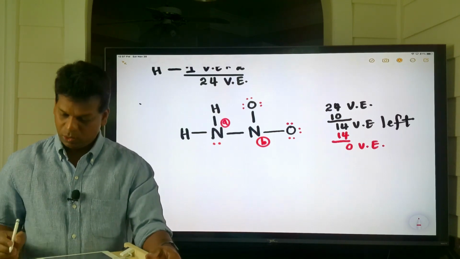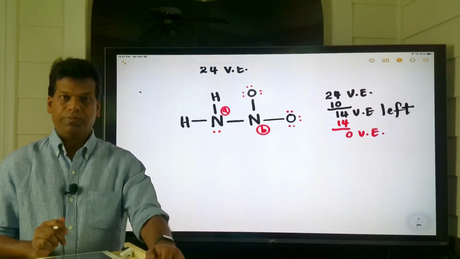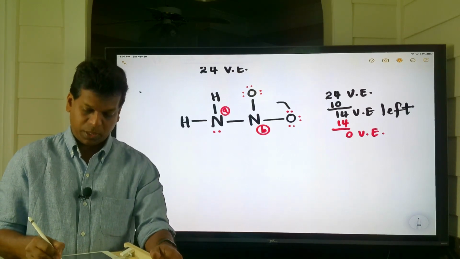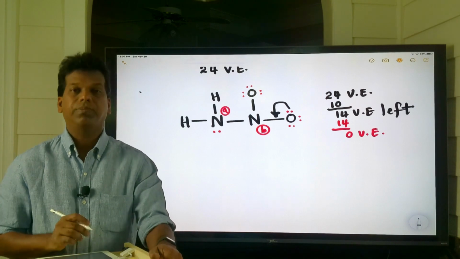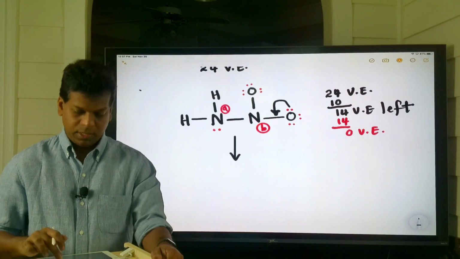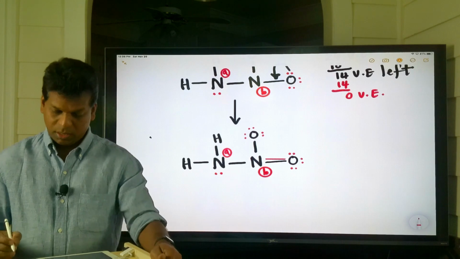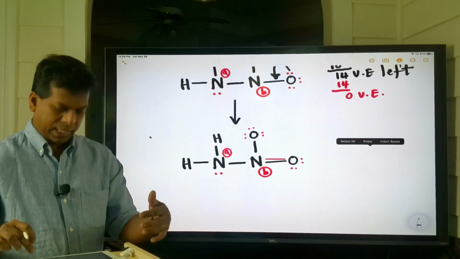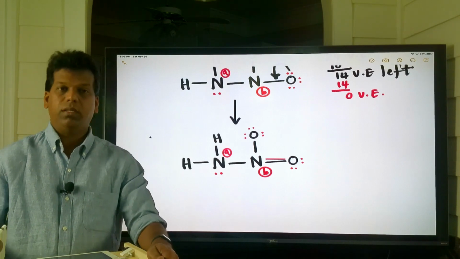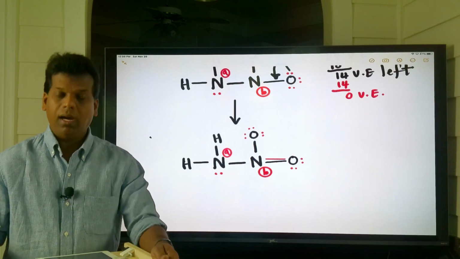Okay. Now we have to give that nitrogen B 8 electrons. The way we do that is by creating a double bond. So I'm going to take this pair and share it with nitrogen. If I do that, I will get this structure. We created a double bond between that nitrogen B and oxygen. So now everybody has their octet.